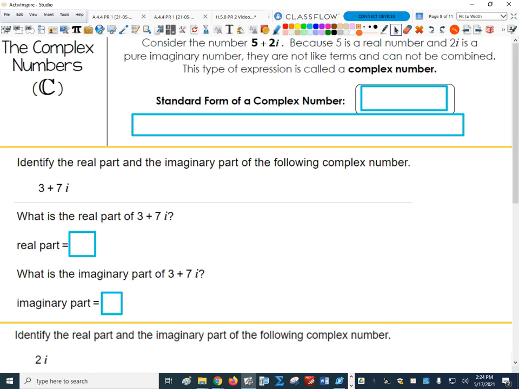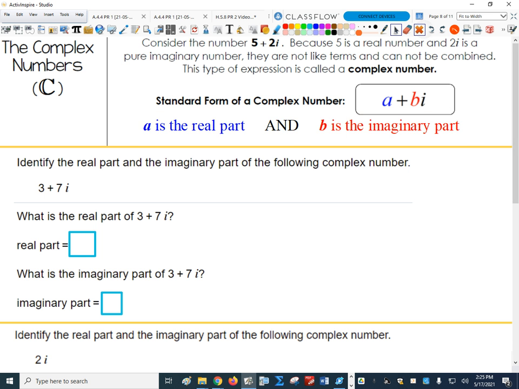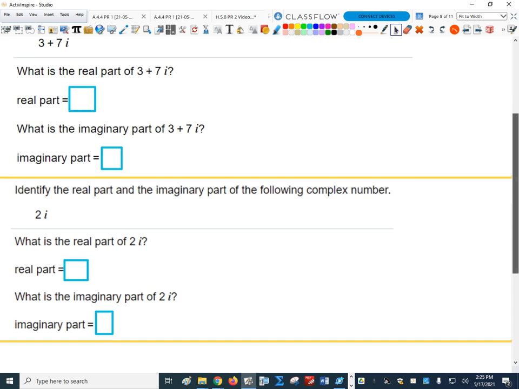And it turns out that every number is a complex number. Some complex numbers are real, and some complex numbers are pure imaginary numbers, but the majority of complex numbers are neither. The standard form of a complex number is a plus b times i, where a is what we call the real part and b is what we call the imaginary part. Okay? So let's take a couple of quick examples here.